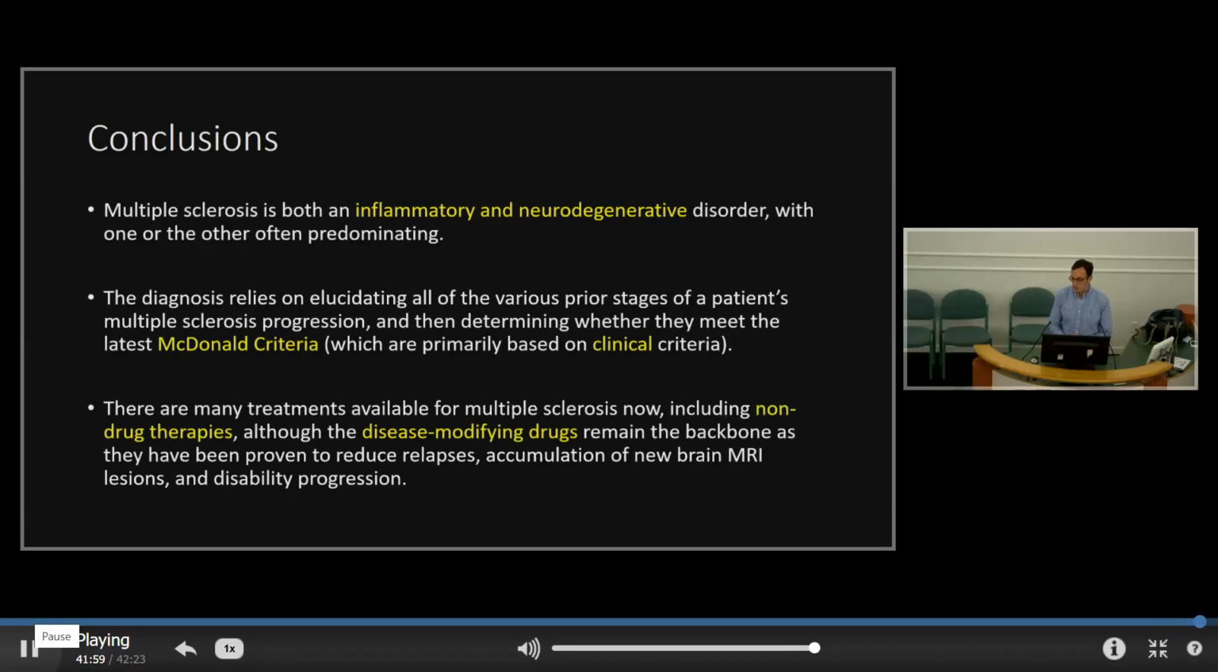And the disease-modifying drugs, I think, are pretty good. They can improve quality of life. So these are the backbone. The drugs have been proven to reduce relapses, accumulation of new brain MRI lesions, and disability progression. I'm hopeful that in the future, I have to say, the non-drug therapies become the backbone, but we'll see about that. Okay, thanks a lot.